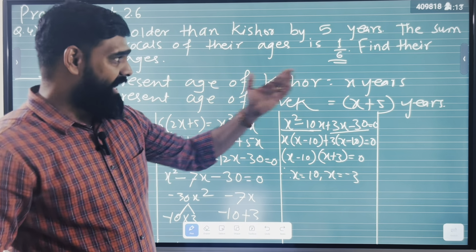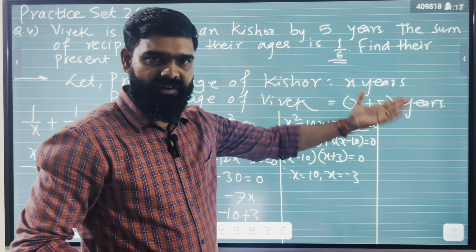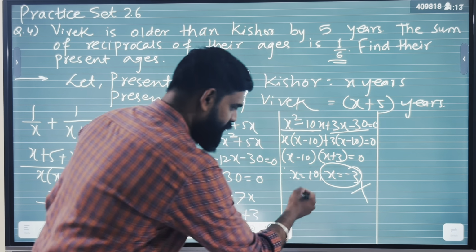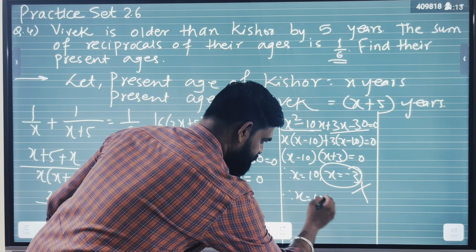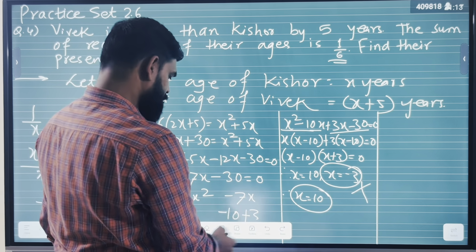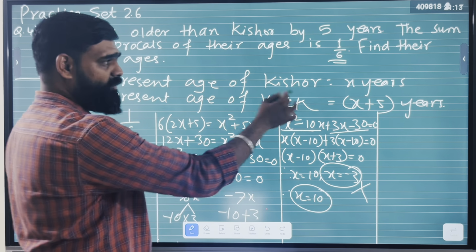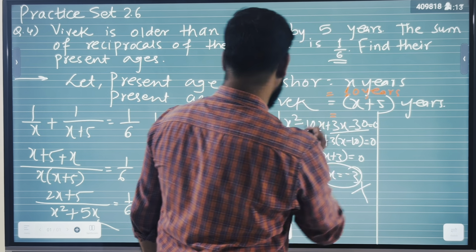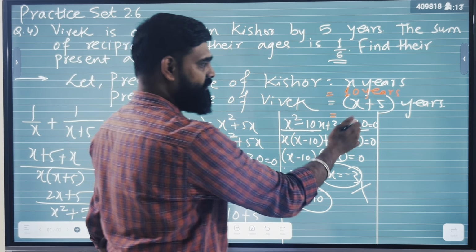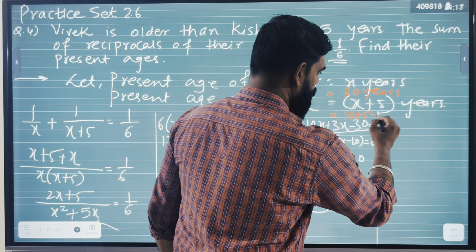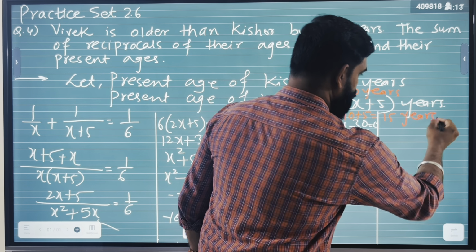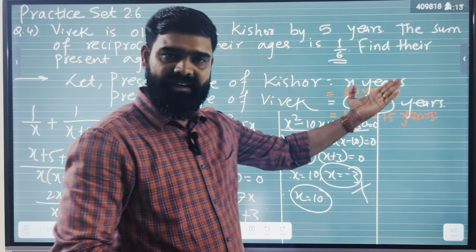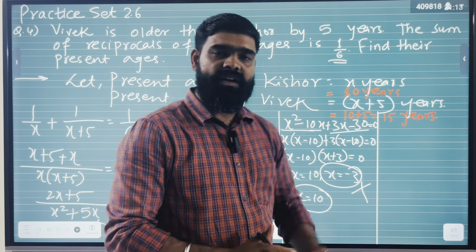As we know, the age of Kishore will never be negative, so that is why we have to neglect this x is equal to minus 3. So we can select this x is equal to 10. So we got our answer. So first answer is the present age of Kishore x years, means it is 10 years, and our second answer is the present age of Vivek, that is x plus 5. We can write 10 plus 5, it is equal to 15 years. So we got both the answers. First answer, the present age of Kishore is 10 years and the present age of Vivek is 15 years.